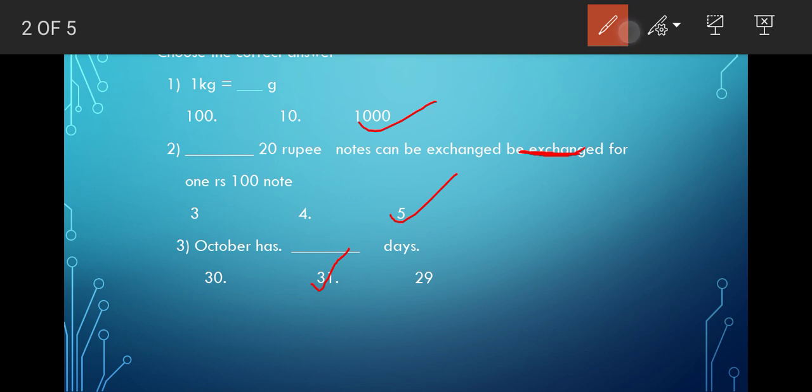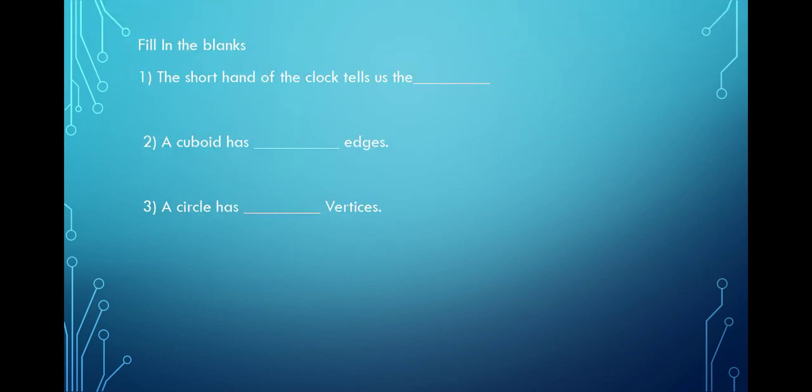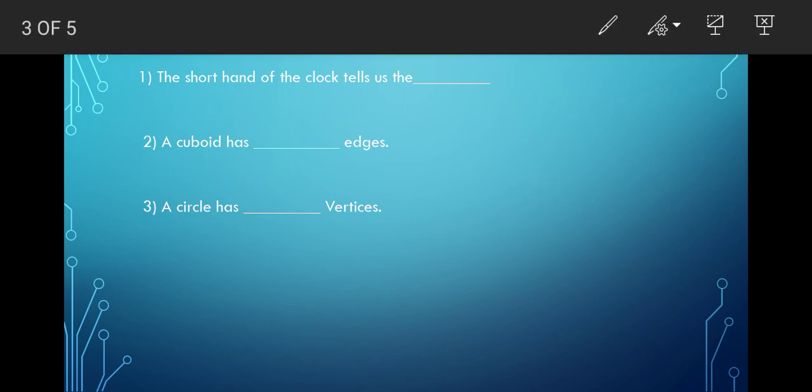Now let us go to some other revision questions, that is fill in the blanks. Now the short hand of the clock tells us dash. In the chapter time, we have learned that a clock is having 2 hands, the short hand and the long hand. The short hand tells us the hour, and the longer hand tells us the minute. Right, children?